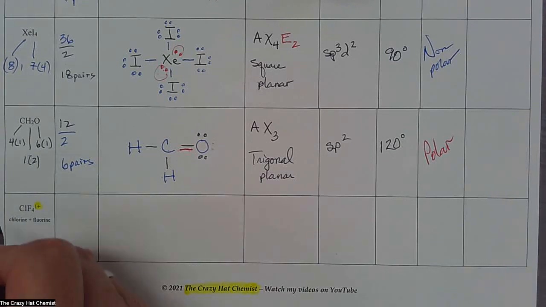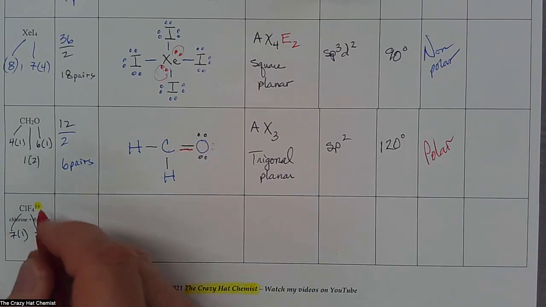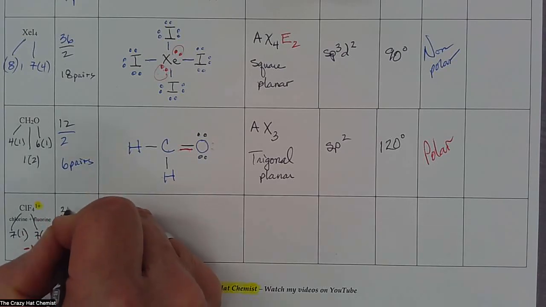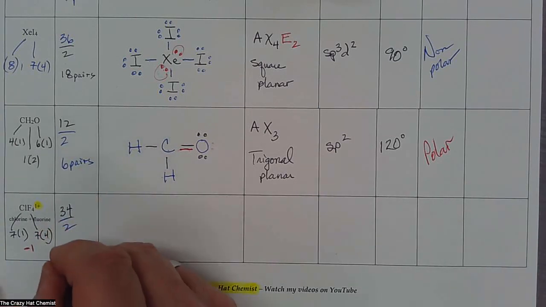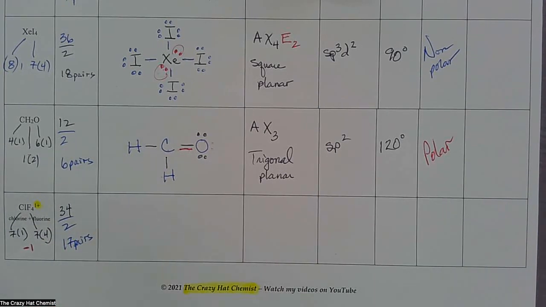So what we're going to do is this chlorine has seven valence electrons. There's one of those. This fluorine has seven valence electrons. There's four of those. And then this plus means we're going to subtract one from this whole entire setup here. So that will leave us with 34 electrons, right? Seven times five, that's 35. Minus one, that's 34. And then we always divide by two. So now I'm going to have 17 pairs.